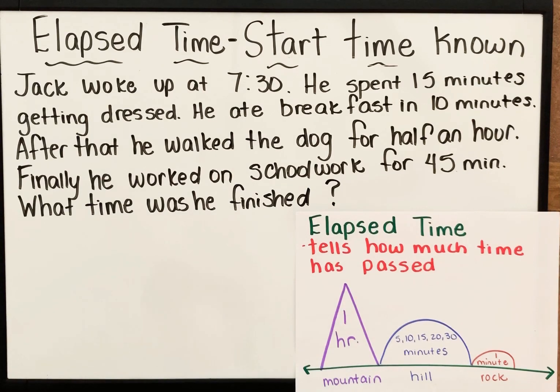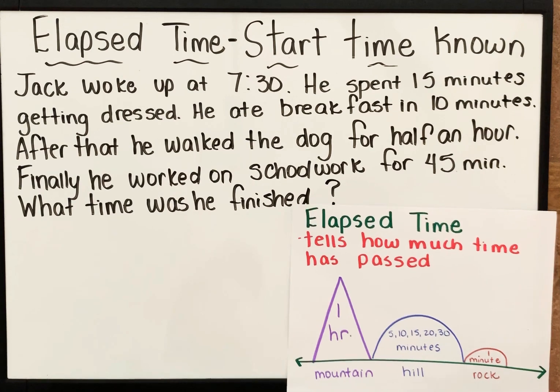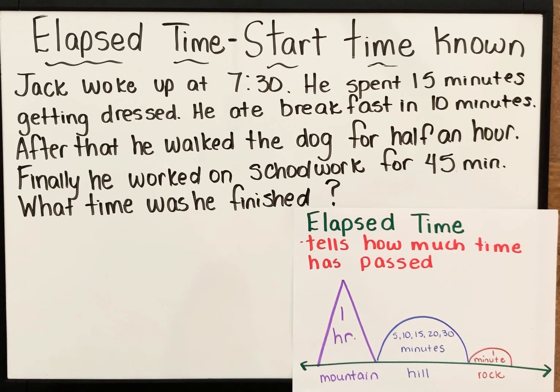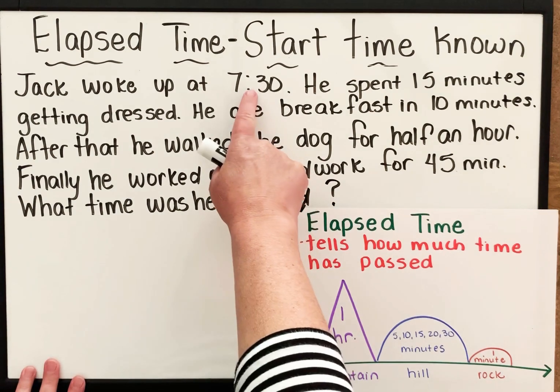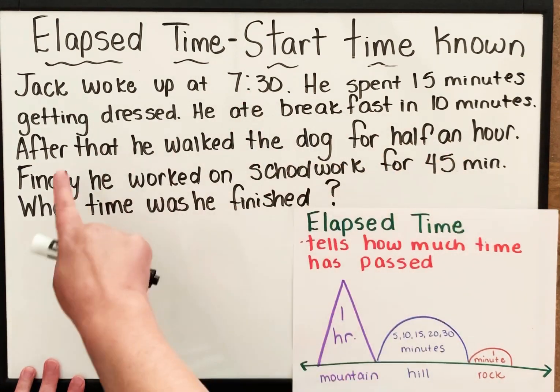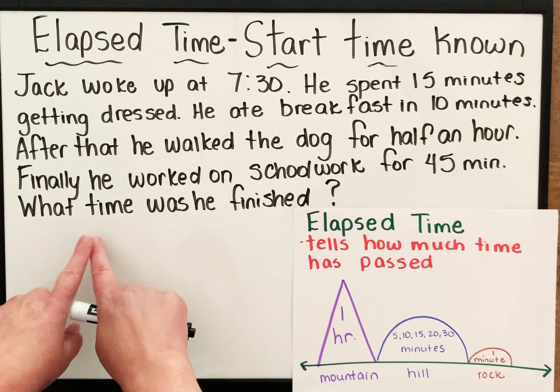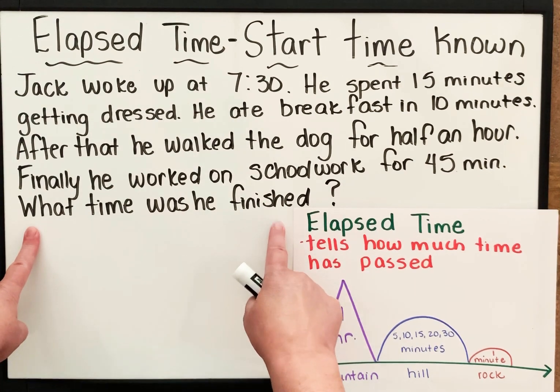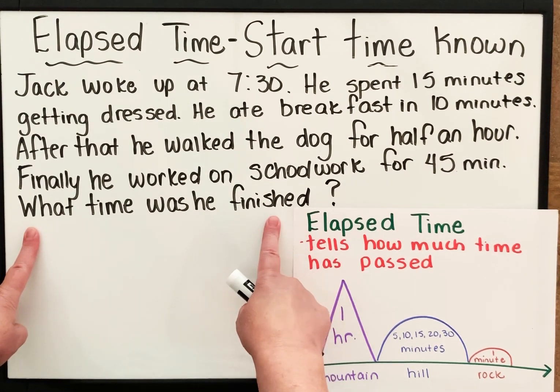Hi boys and girls. This video today is on elapsed time and how to use the mountains, hills, and rocks strategy when solving for elapsed time. In particular, this lesson is about knowing your start time and knowing your elapsed time and trying to find your stop time. Stop time is unknown.